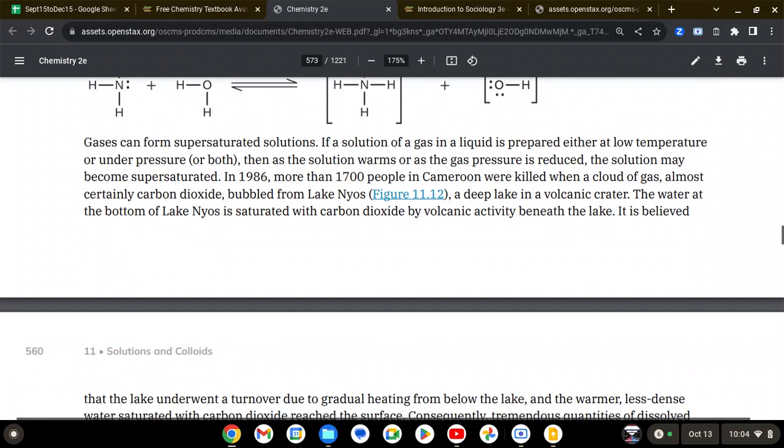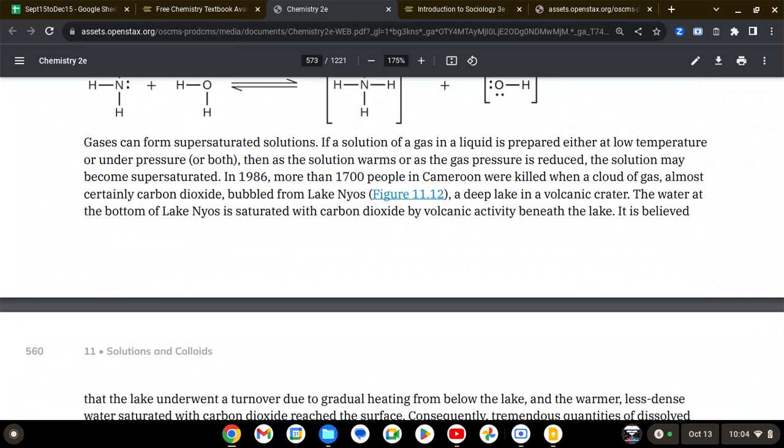Gases can form supersaturated solutions. If a solution of a gas in a liquid is prepared either at low temperature or under pressure, or both, then as the solution warms or as the gas pressure is reduced, the solution may become supersaturated. In 1986, more than 1,700 people in Cameroon were killed when a cloud of gas, almost certainly carbon dioxide, bubbled from Lake Nyos, a deep lake in a volcanic crater.